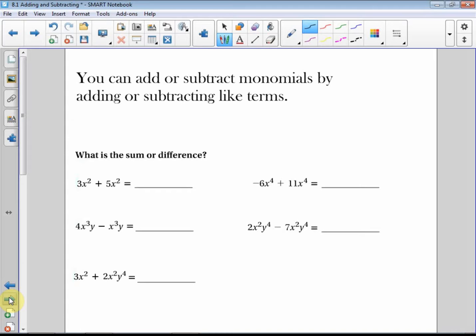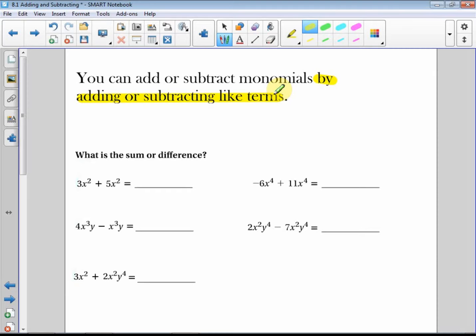Next, we can add or subtract monomials by adding or subtracting like terms. So on your paper you can add or subtract monomials. You have to write by adding or subtracting like terms in the space provided.